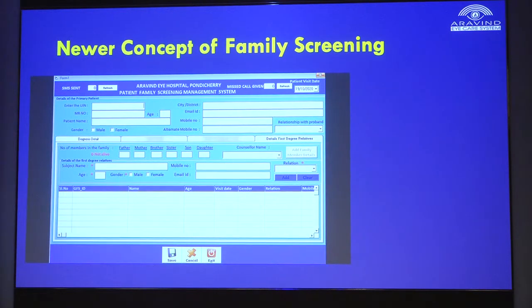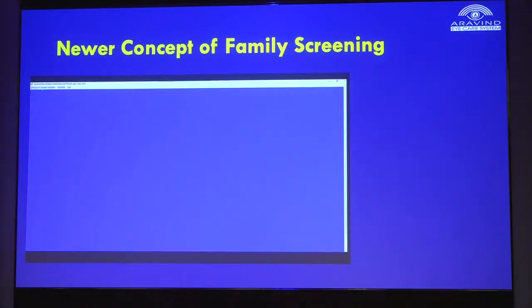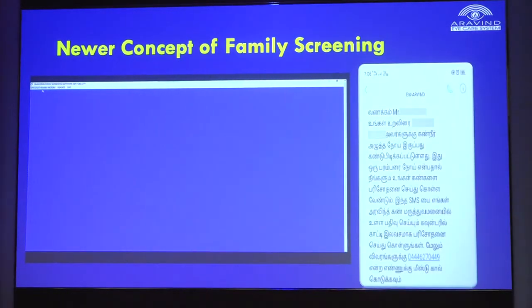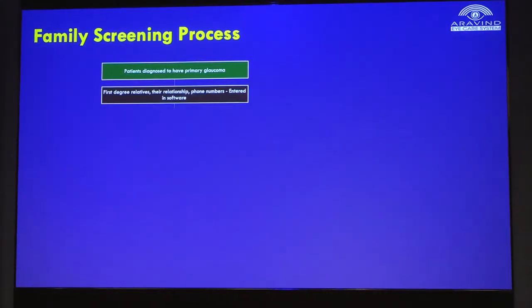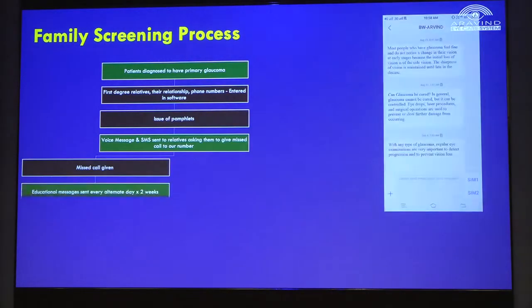But doing something like this in your daily practice, you can start getting family people coming. Otherwise, it will be like World Glaucoma Month or week. When we do those family screenings, it's not really going to help. We may reach maybe 100 people. But if you want to reach thousands of family members, you may have to do something like this. If you are interested, we can definitely help you. So there is a process for it.